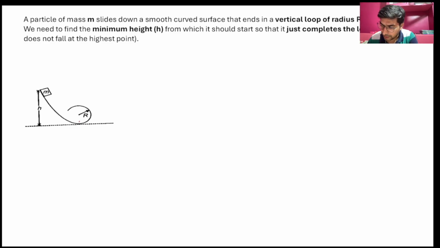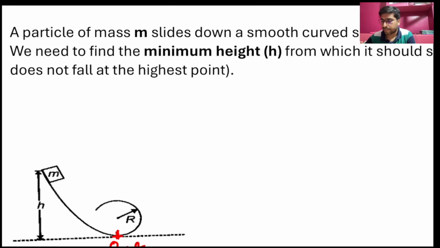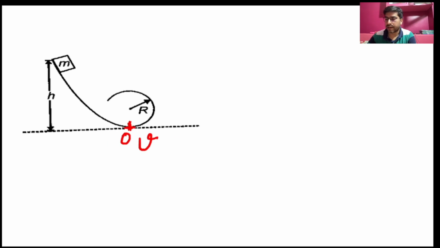For this purpose, we will consider this point as a reference point. Give the name O to this point, and consider the velocity at this point O to be v. I'm going to zoom in a little on this diagram so I can solve it easily. Now this mass m has to move on this and it has to reach the maximum height, right?